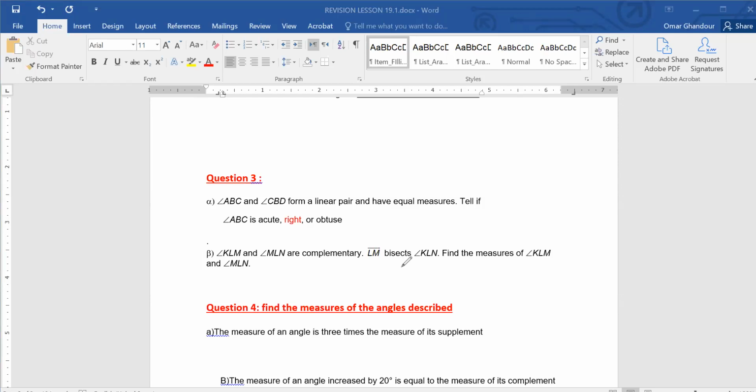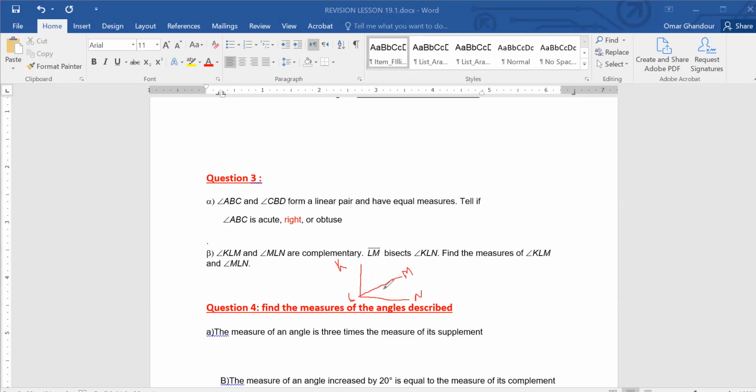We have angle KLN. Let's form an angle, for example. And since these two angles are complementary, we can draw a 90-degree angle. And then we can write here, this is K, this is L. And since they are complementary, and here he is telling you LM bisects angle KLN, so LM is going to be like a line in here. And this is N, and this is M.